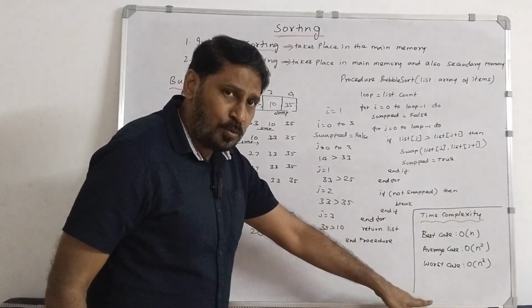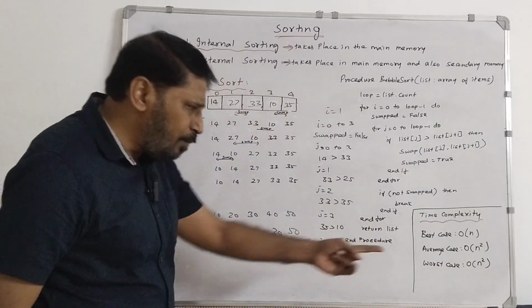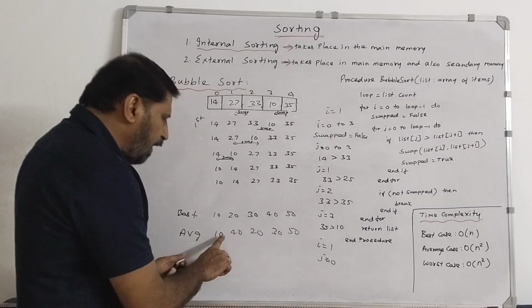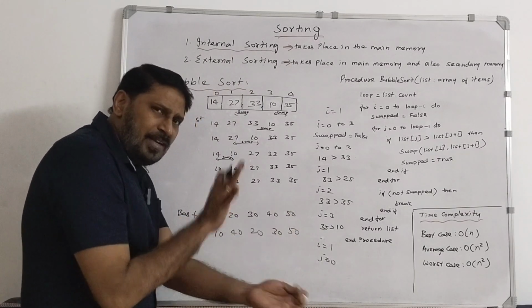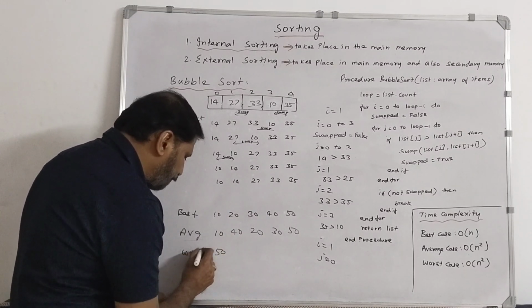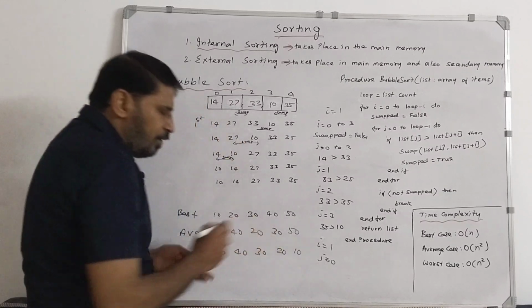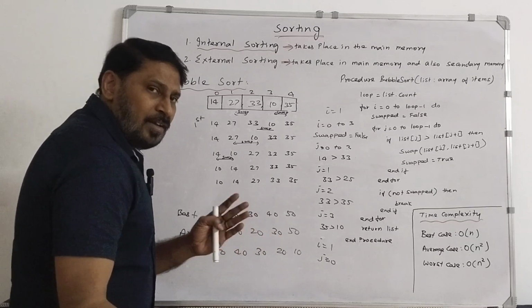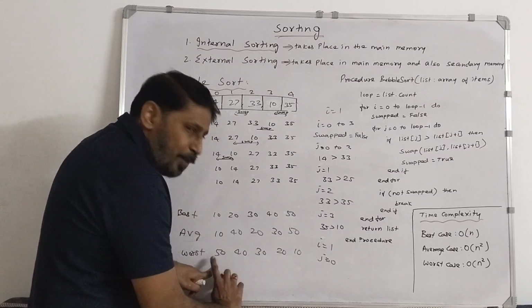In the worst case also, the time complexity of bubble sort is big O of n square. What do you mean by worst case? What is the difference between average case and worst case? In the average case, some numbers are swapped. In the worst case, it is totally in reverse order. How is it? In the worst case, 50, 40, 30, 20, 10. So like this the numbers are there. So we have to reverse the order. That's why at each and every iteration swapping takes place.